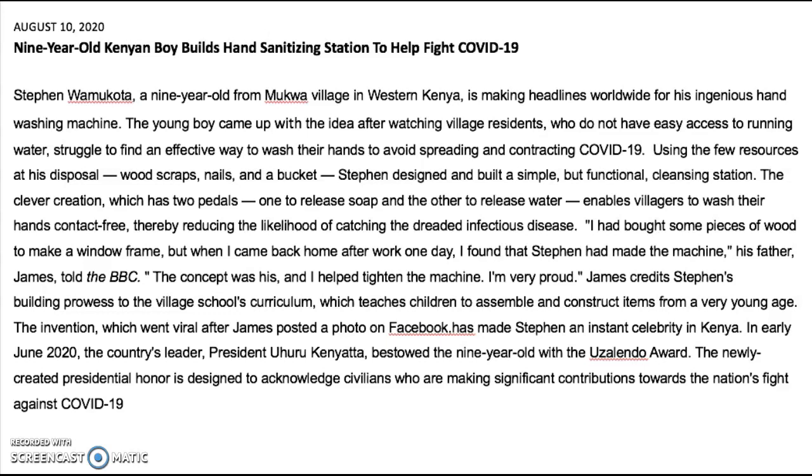The newly created presidential honor is designed to acknowledge civilians who are making significant contributions toward the nation's fight against COVID-19.